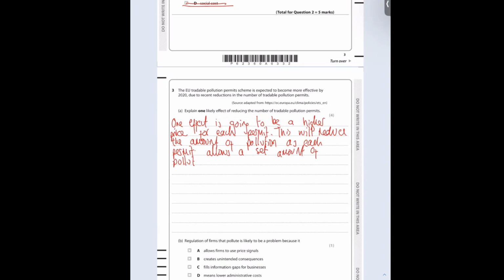Now we can use a diagram to illustrate this point. So at the bottom here, what I've written there is probably not enough to get you 4 marks. So here we go, price of permits, quantity of permits. The crucial thing to understand here is that the supply of tradable pollution permits is perfectly inelastic. Supply of permits 1. Okay, so here, there we go.